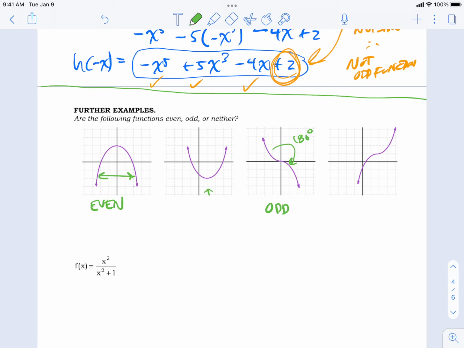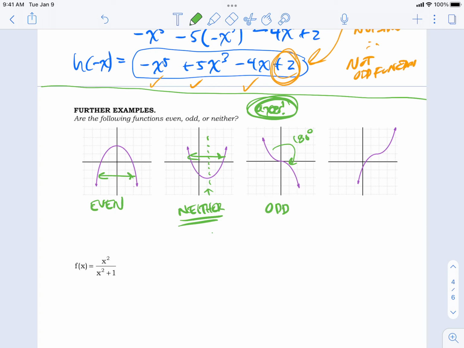What about this one? Well, that's certainly got a symmetry to it, doesn't it? It's got a left-right symmetry. Here's the problem. The symmetry is back and forth. The mirror is there. The mirror is not on the y-axis. Therefore, this does not count as even. It does not count as odd, of course. So this is neither. So when we're testing for symmetry, we are testing for symmetry with respect to the coordinate axes. That's an important point to keep in mind.